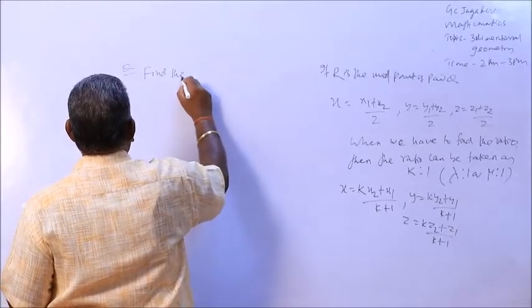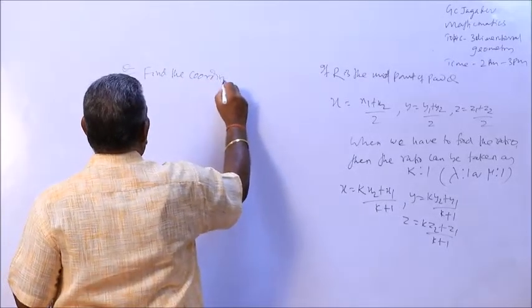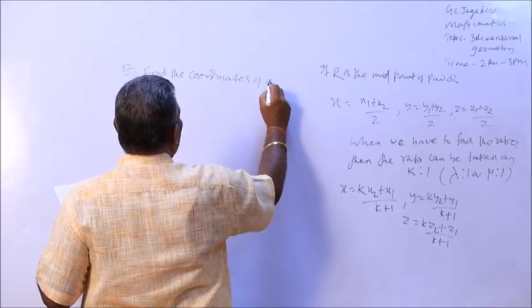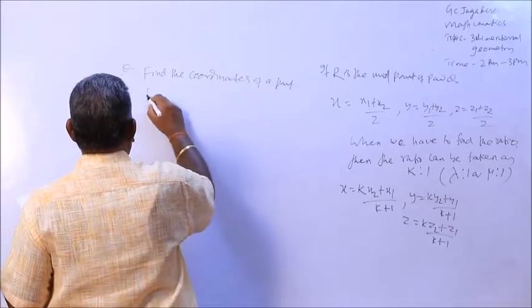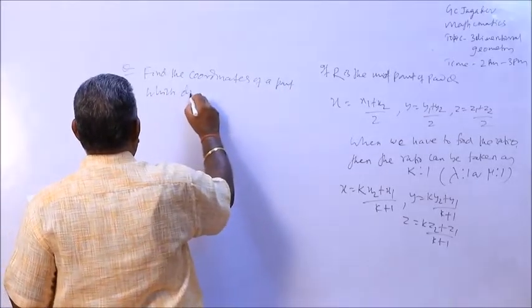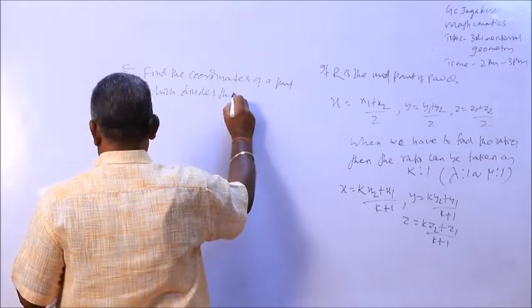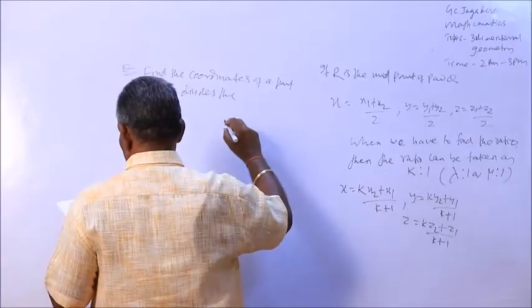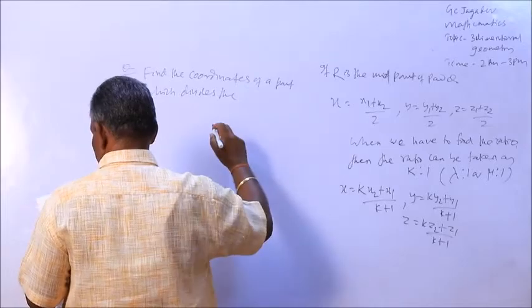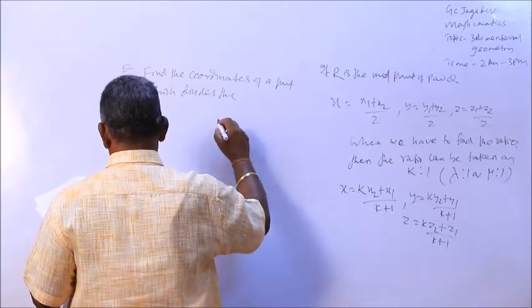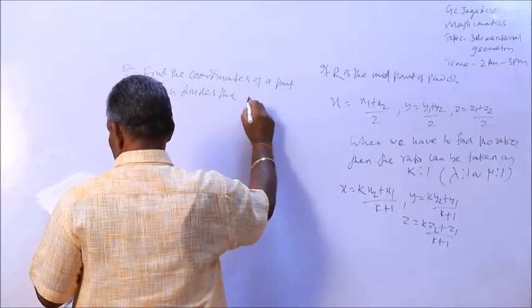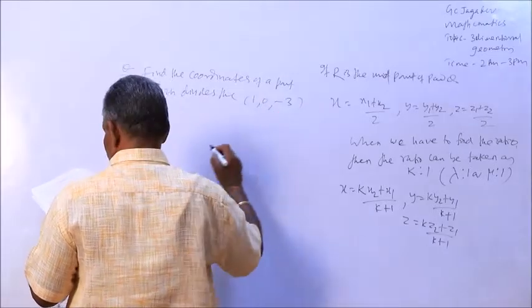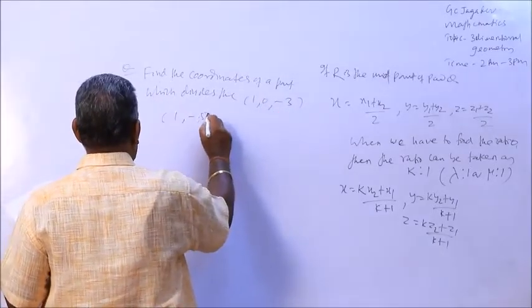Find the coordinates of a point which divides the joining of (1, 0, minus 3) and (1, minus 5, 7).